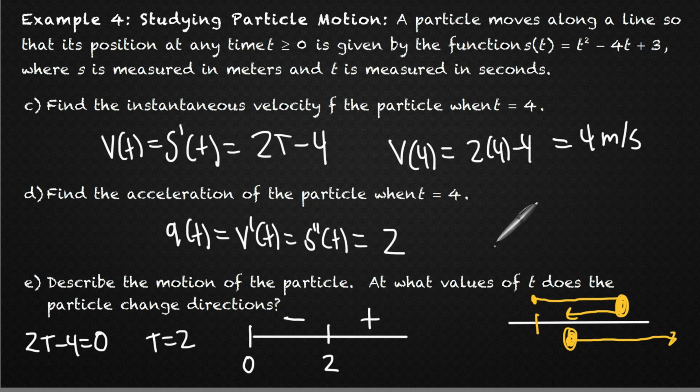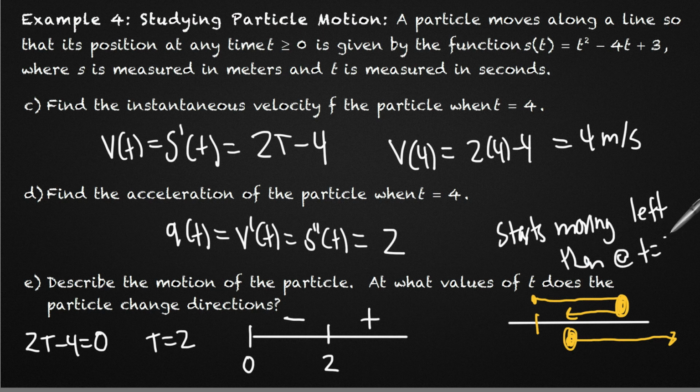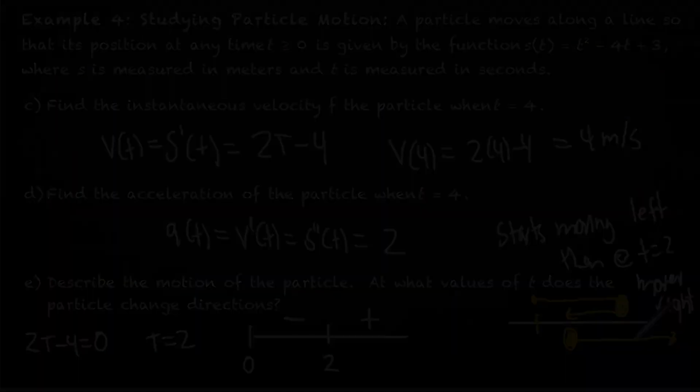So you will need to say that it starts moving left because the velocity is negative. Then at t equals 2, it moves right. Something like that is a sufficient definition or justification.